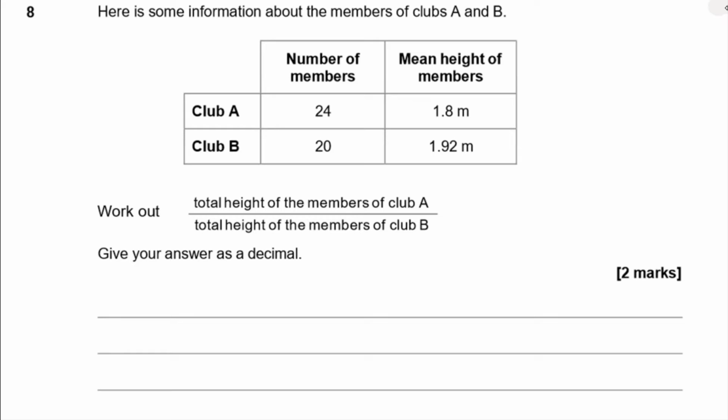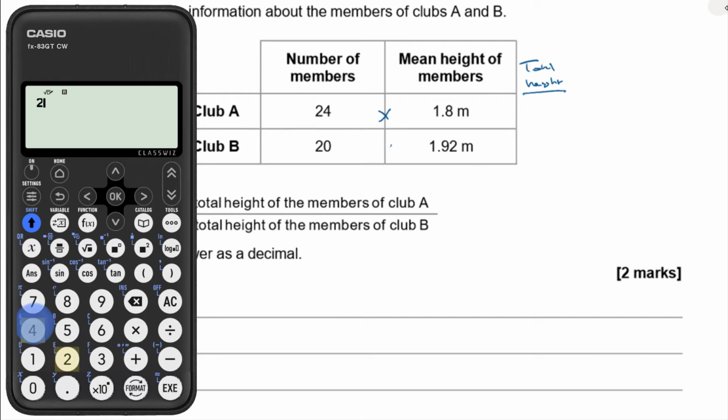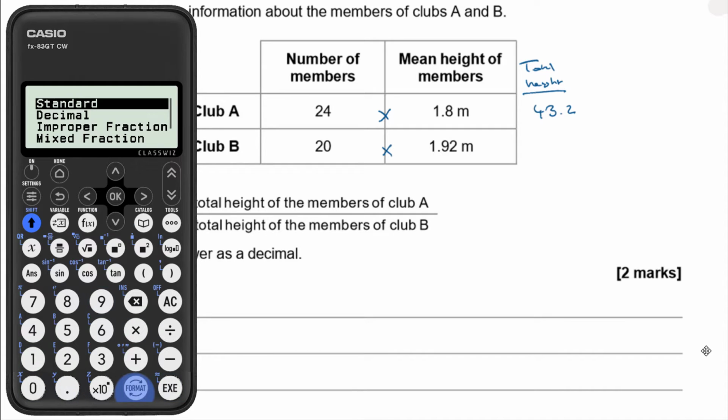Okay. Well, the total height we can easily get by multiplying those two together, can't we? So if I take the number of members, 24, and multiply it by the height of 1.8, I'm going to get the total height for Club A, and similarly for Club B. So what is 24 times 1.8? That comes to 43.2. And the 20 members of Club B with a height of 1.92 comes to 38.4.